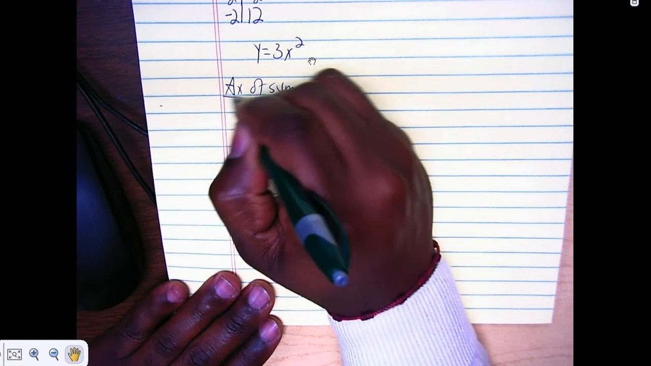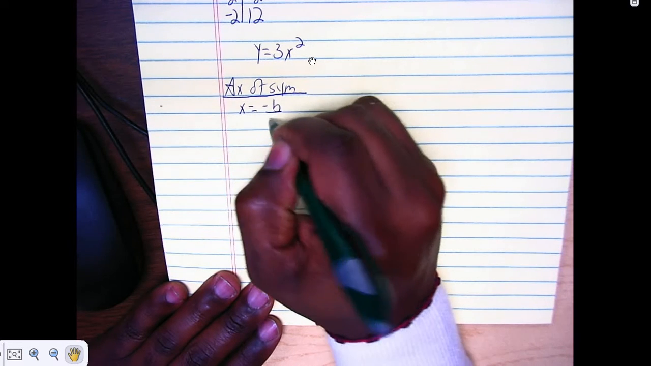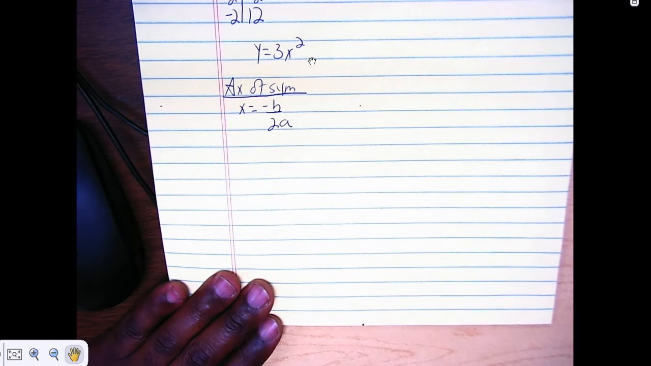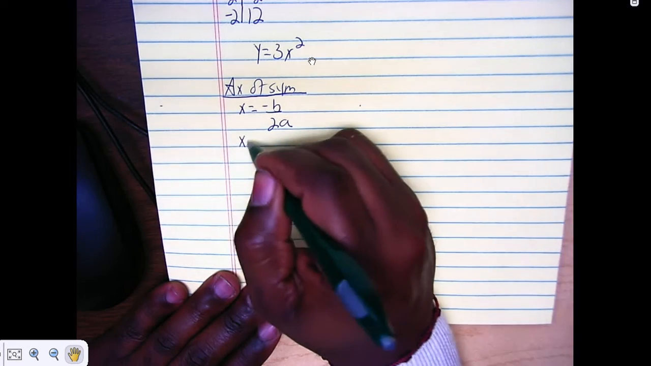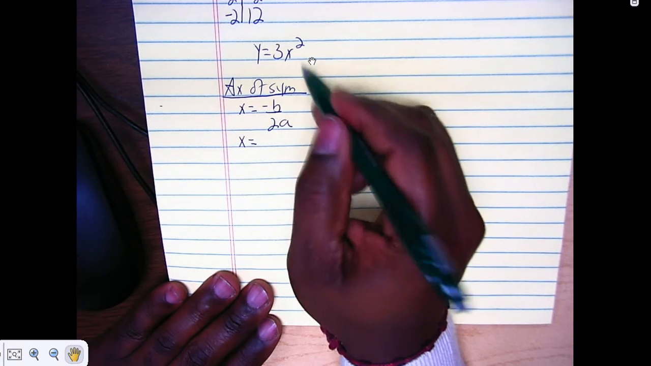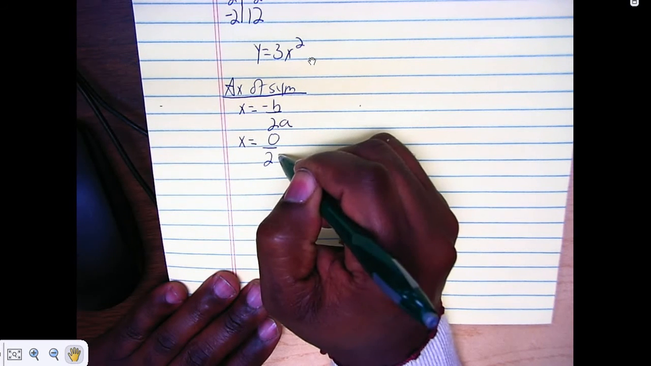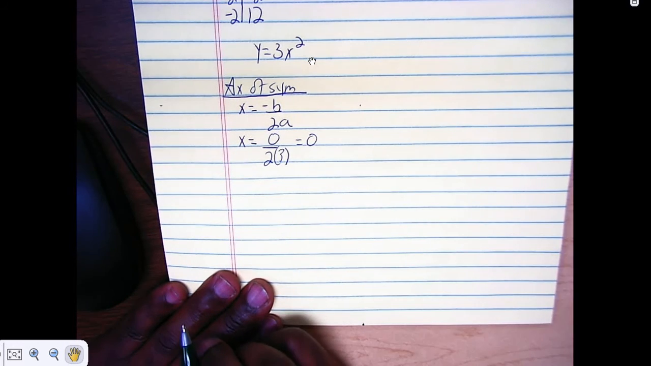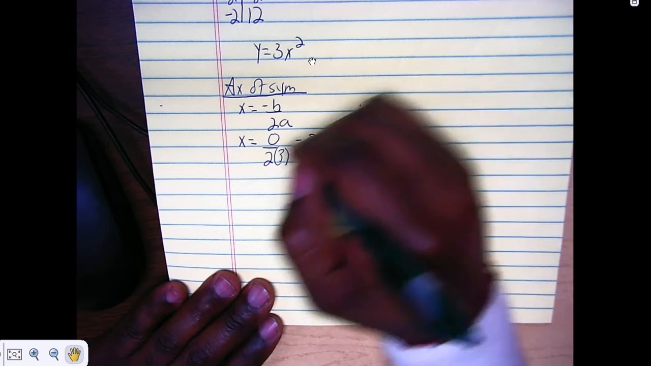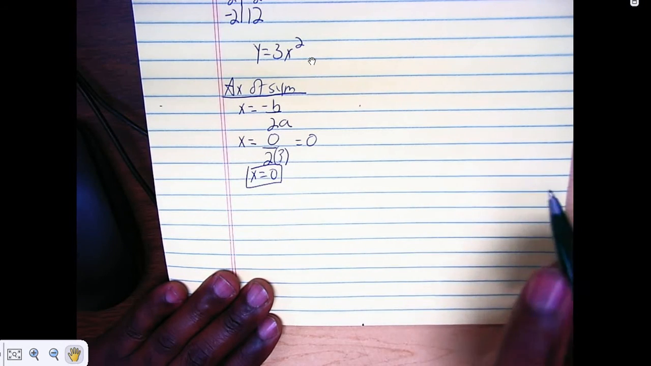Now, why do I want to find that? Because the axis of symmetry uses this equation, x equals -b over 2a. So the axis of symmetry, if I use that, I'll have x equals -b, there is no b, so that's 0 over 2 times 3, which equals 0. Alright, so x equals 0 is my axis of symmetry.